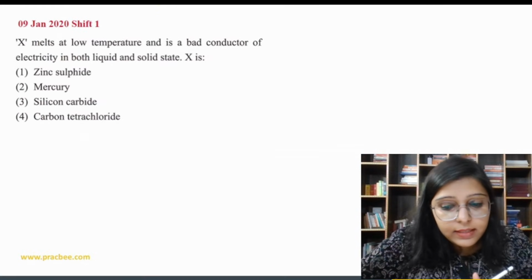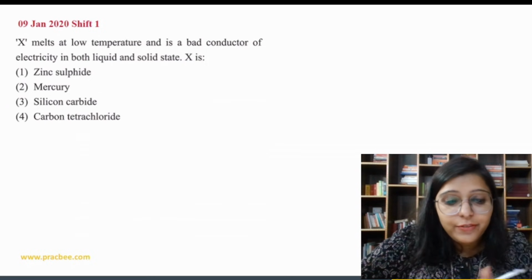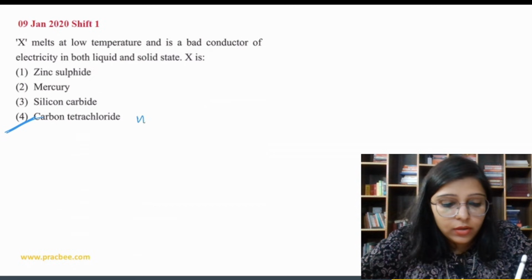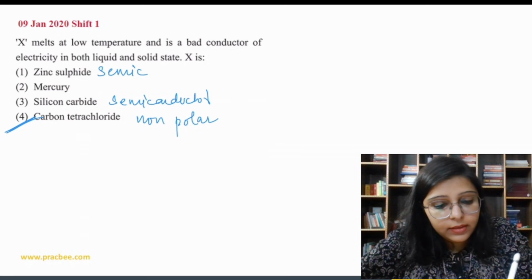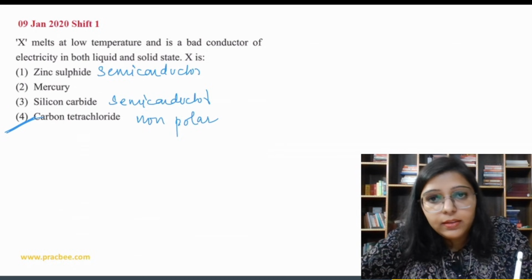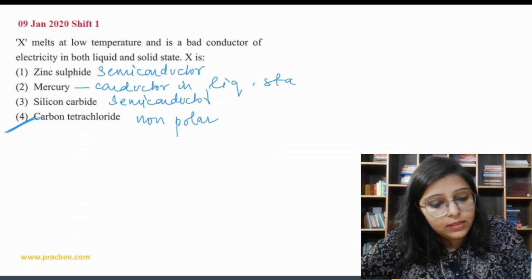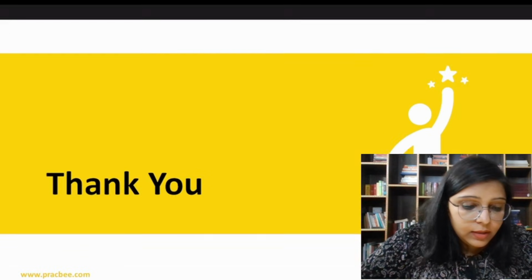Now, let's discuss this. X melts at low temperature and is a bad conductor of electricity in both liquid and solid state. So it must be carbon tetrachloride. Non-polar, it is non-polar. Silicon carbide, semiconductor. Zinc sulfide, semiconductor, right? Mercury is a conductor in liquid state. So the answer is fourth. Answer is fourth. That's it.